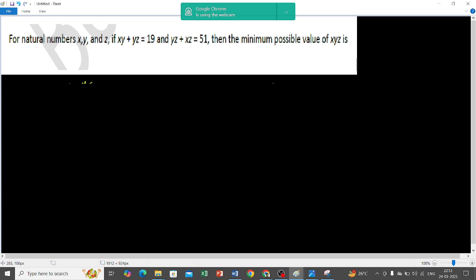For natural numbers x, y, z. See, these are three different natural numbers x, y, z. Do not consider they are the same natural numbers. Okay, x, y, z are three different natural numbers, right? You at least know this.